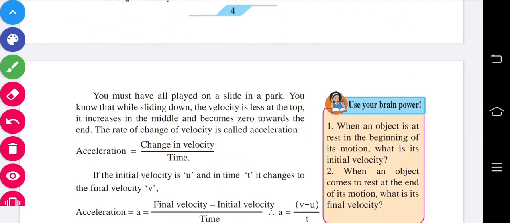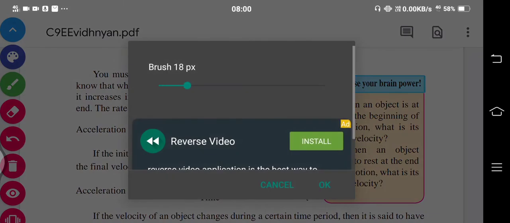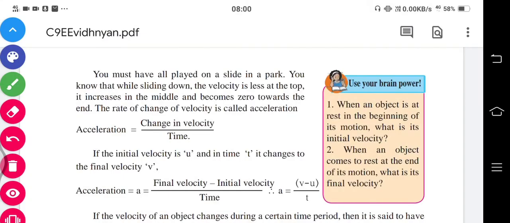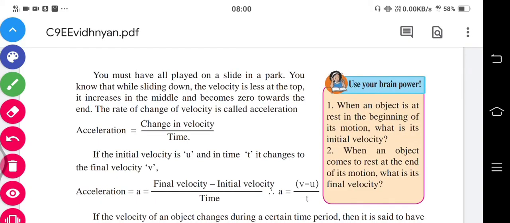You must all have played on a slide in the park. You know that while sliding down, the velocity is less at the top. If you are sliding down, the velocity will be less at the top, and increases in the middle, and is zero at the end.